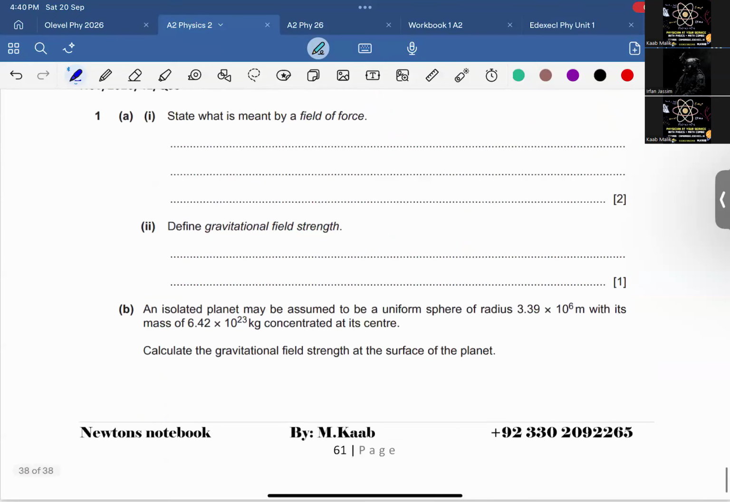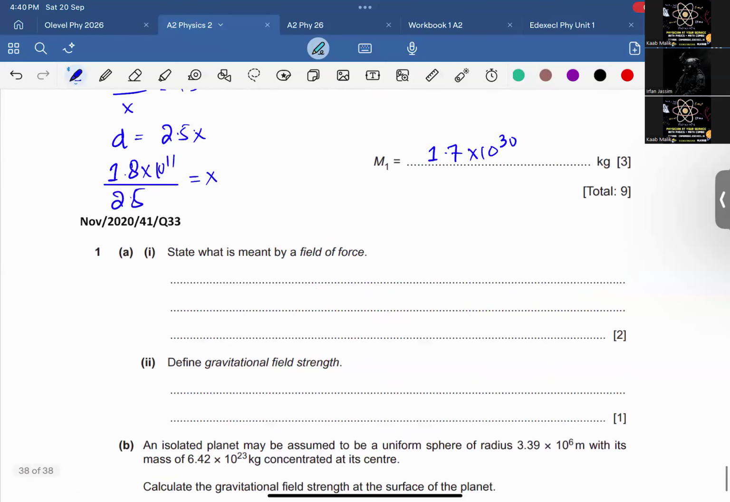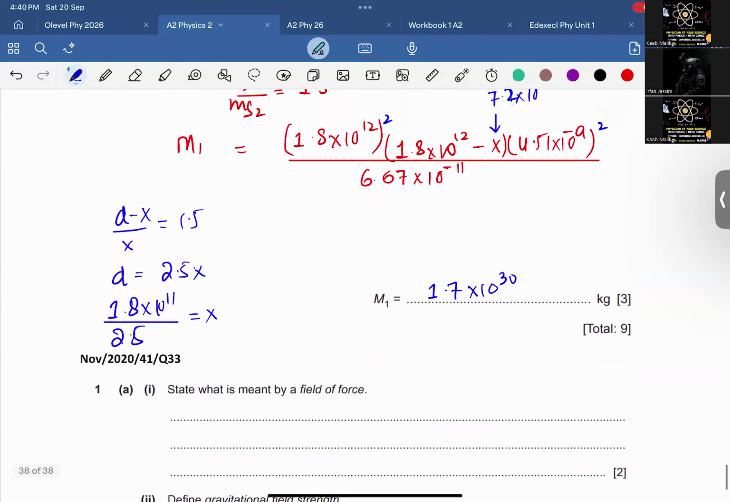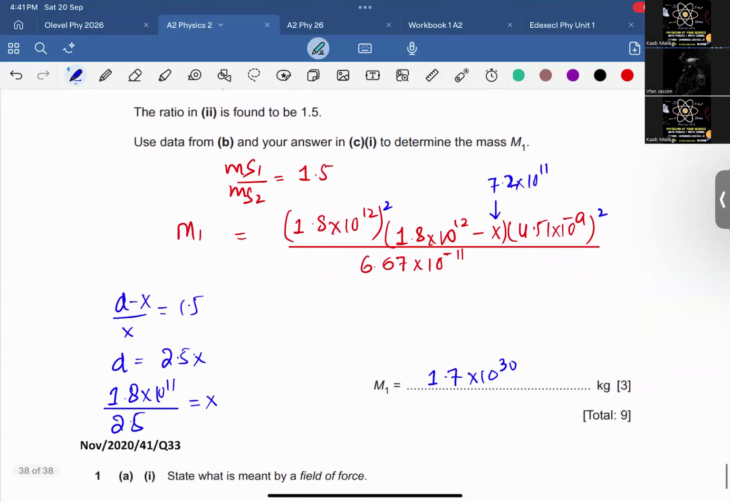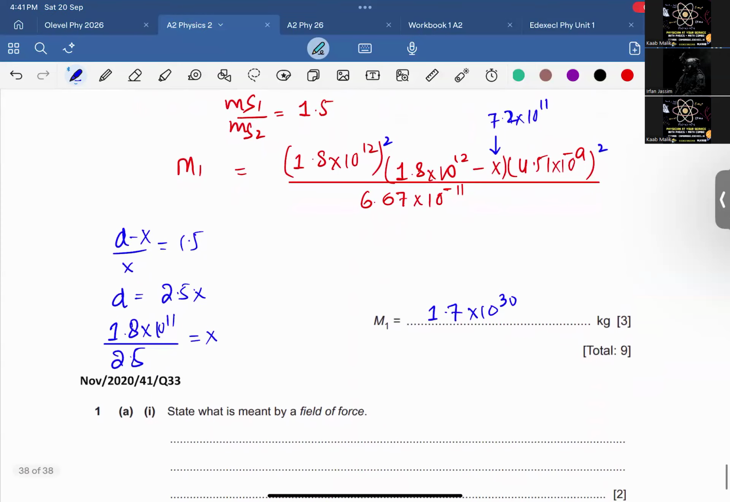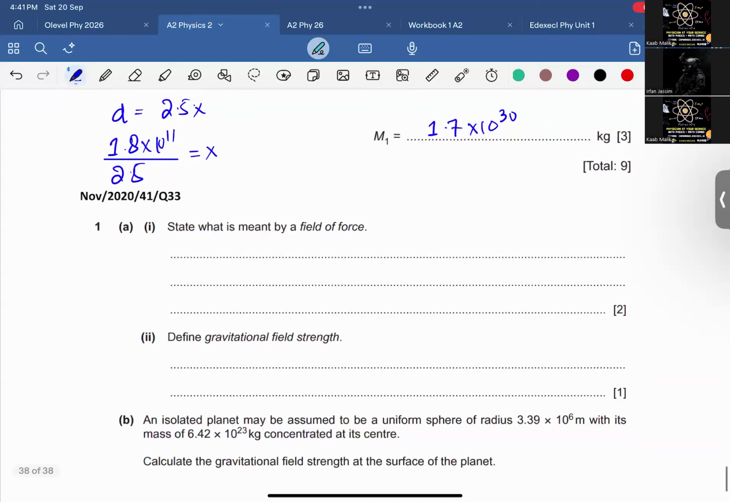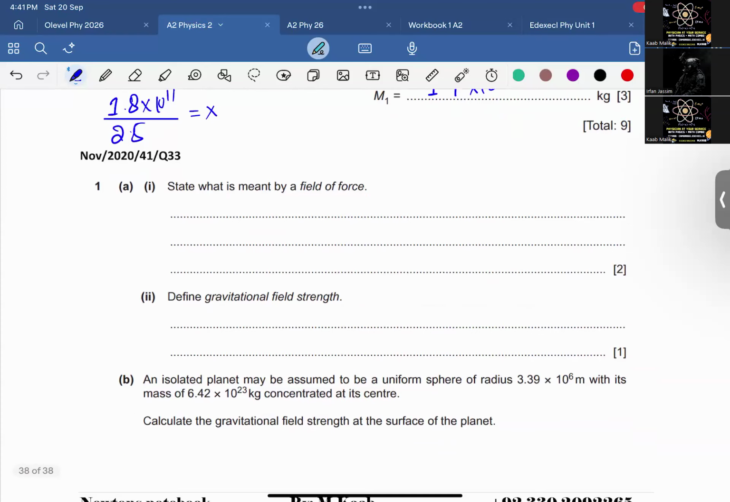So these are the two questions for the binary stars. Now I'm ending the class right here, and I'll also share the questions with you. So just try that at home, and we'll do the remaining chapter of gravitational potential in the next class. Okay, that's it.